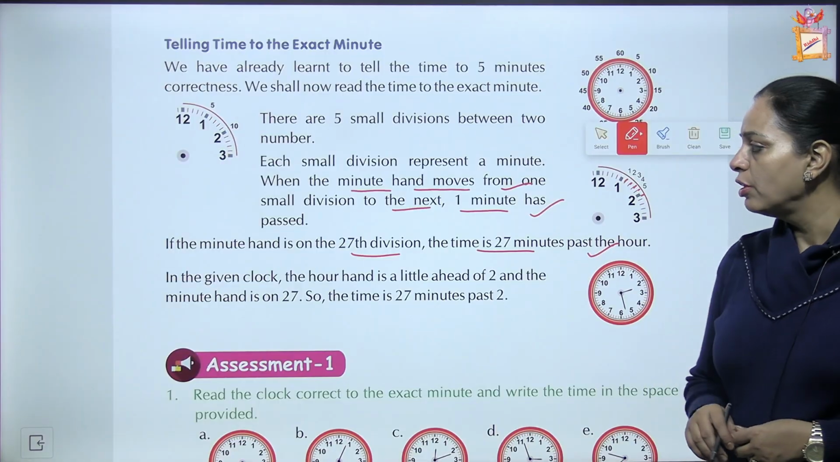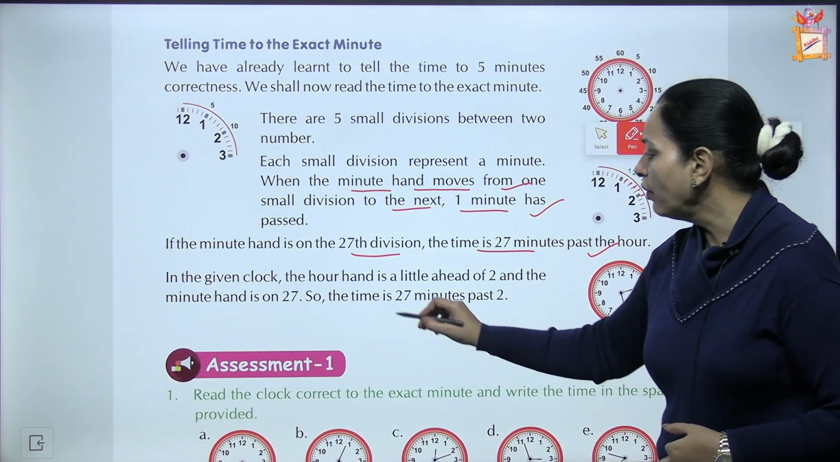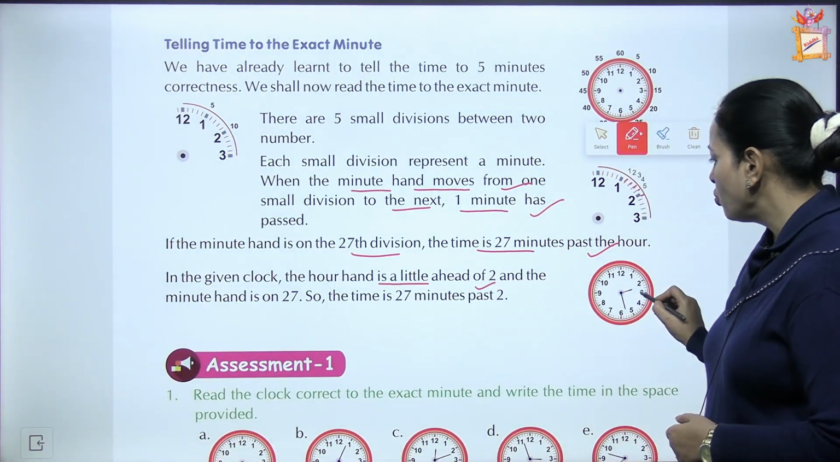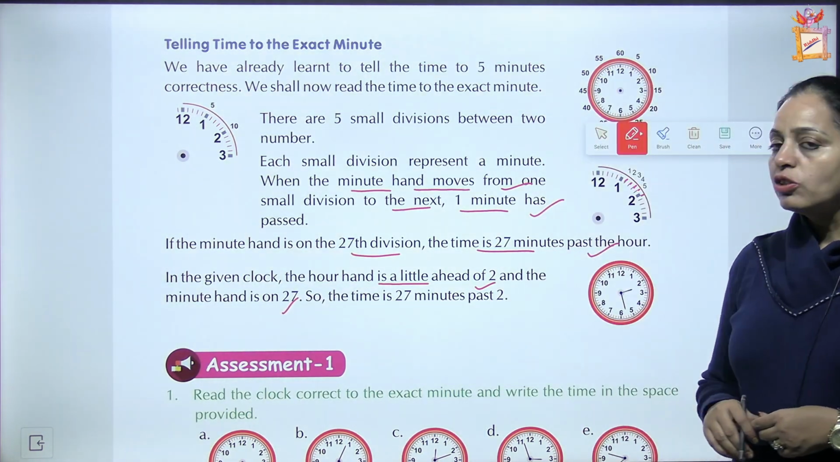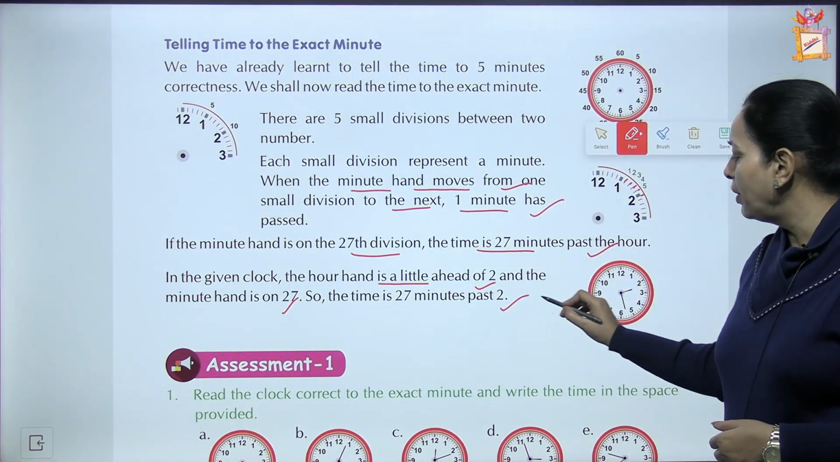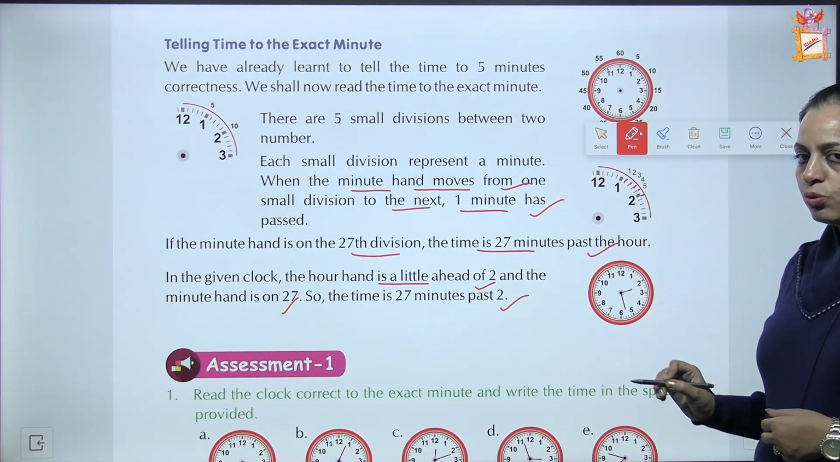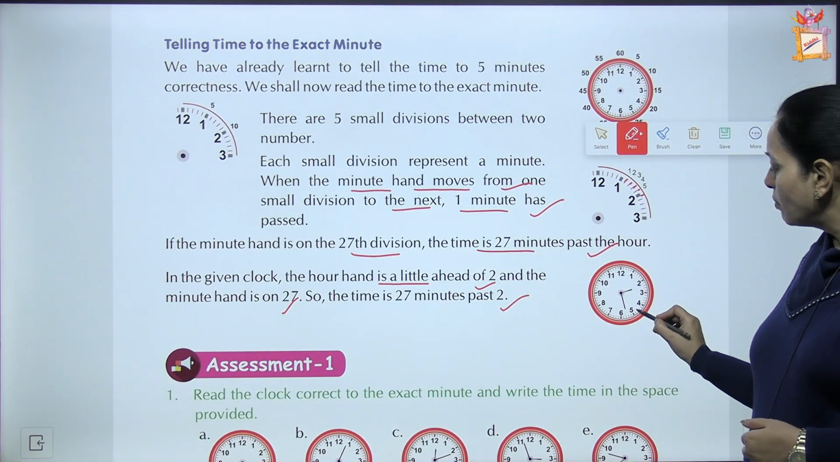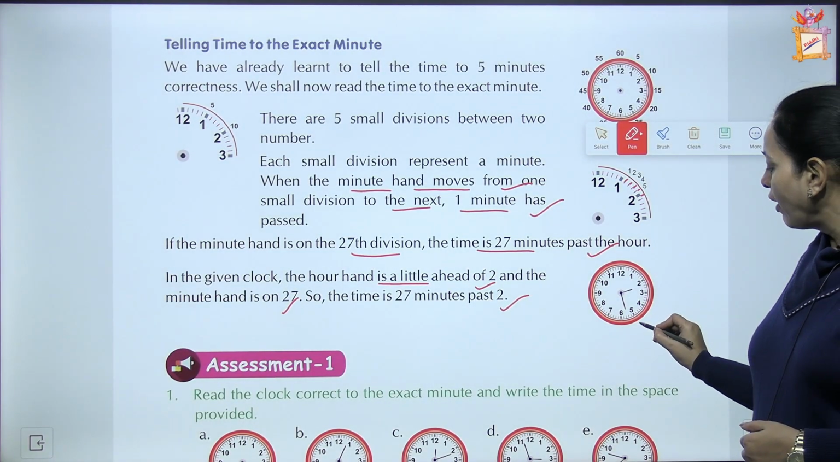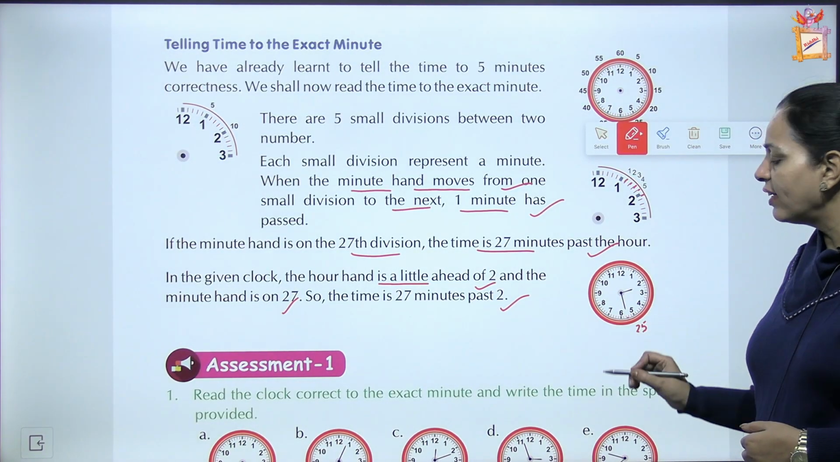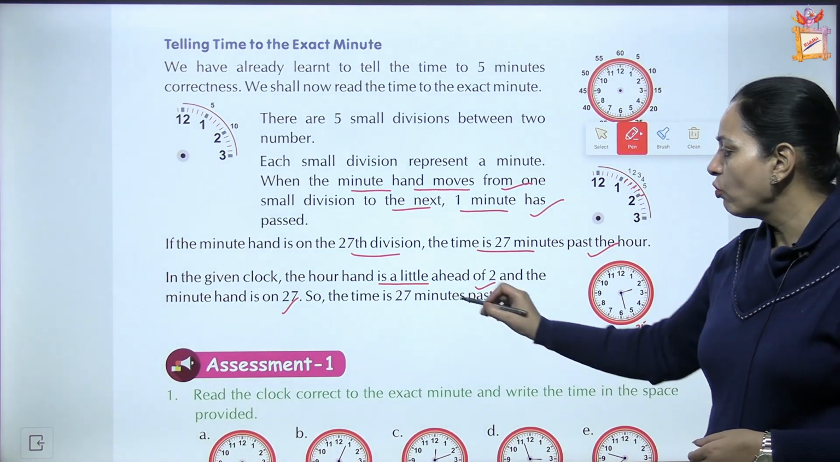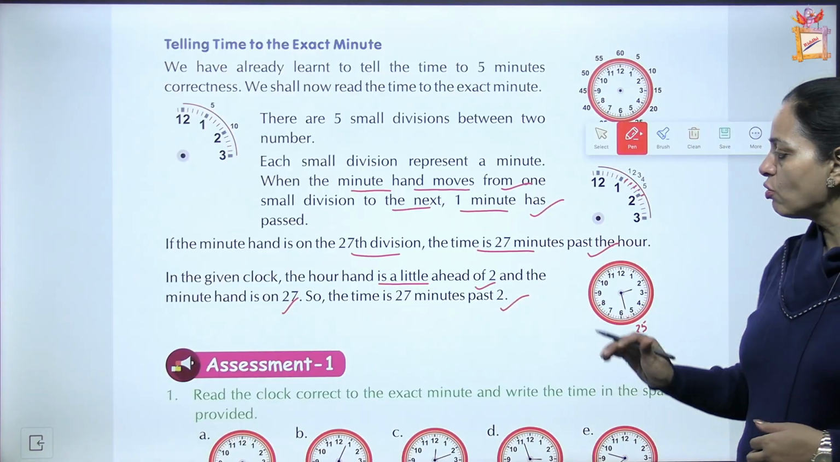the hour. So in the given clock, the hour hand is a little ahead of 2 and the minute hand is on 27. So the time is 27 minutes past 2. The minute hand that is between 5 and 6, 5 is 25 minutes. Now 2 minutes ahead it is 27. So 27 minutes past 2, right?